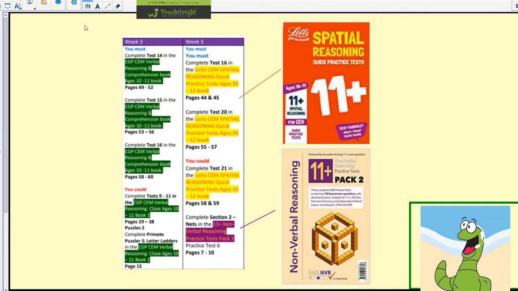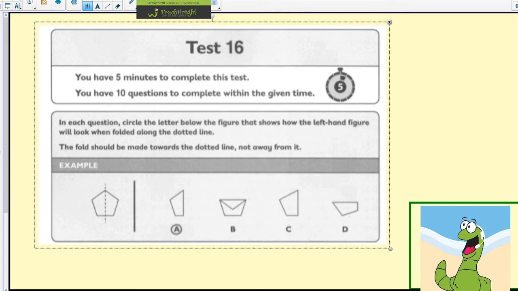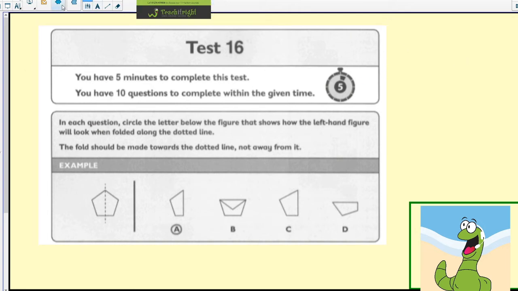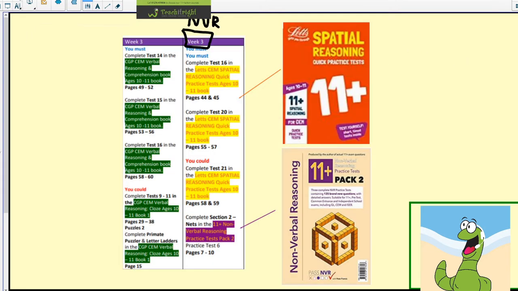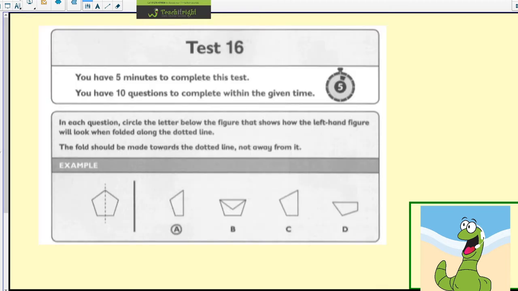So if we have a look, this is the homework we'll be doing. Today this video will go through the NVR homework for week 3, and this matches with the 6th lesson. The homework is the You Must homework from the Spatial Reasoning Quick Practice Textbook. The first homework page was on test number 16, on pages 40 and 45. The question style, as we practiced in the lesson, was this folding.